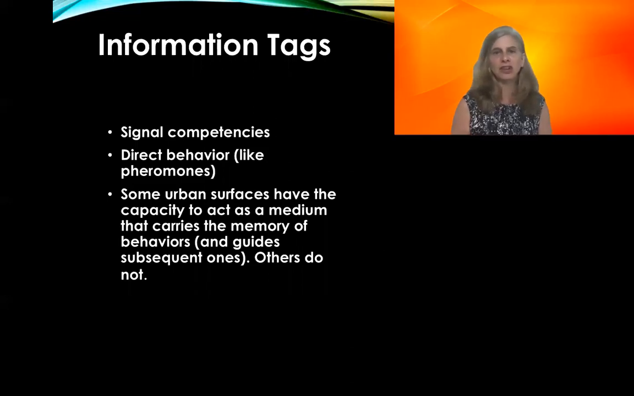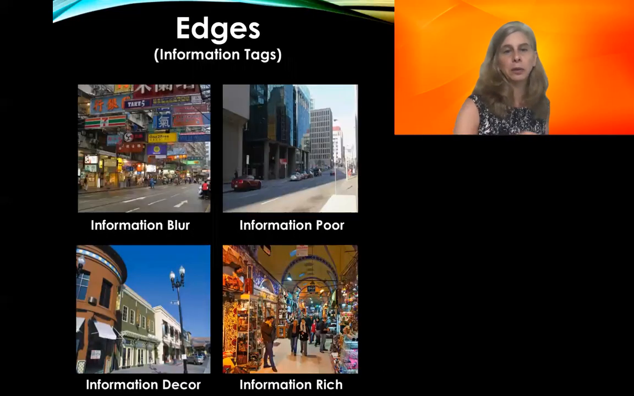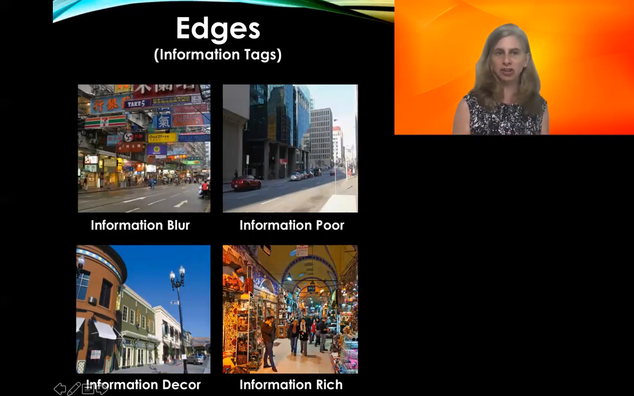Next, we have information tags, and we've talked about these in complexity as signaling something, competencies. They can direct behavior, like pheromones are an information tag that direct ants to food. And some urban surfaces have the capacity to act as a medium that carries these signals or the memory of behaviors and then can guide subsequent behaviors, and others do not.